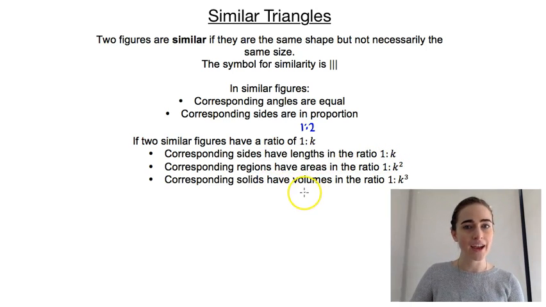But if we look at the area of our figures, then they're going to be in the ratio of 1 to k squared. So if we use this example again, that would be 1 to 4. So that means any area in the first shape would be multiplied by 4 in the second shape. And if we look at that last one, it says corresponding solids have volumes in the ratio of 1 to k cubed. So ours would be in the ratio of 1 to 8. So the volume of the second figure is 8 times the volume of the first figure.